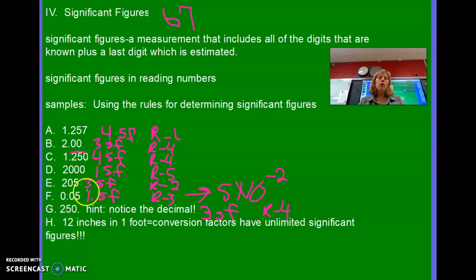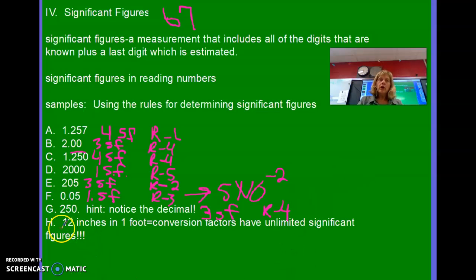So going forward, we will use these rules to guide us in how many places our answer should be when we add, subtract, multiply, or divide. And I'll go into that in my next video.